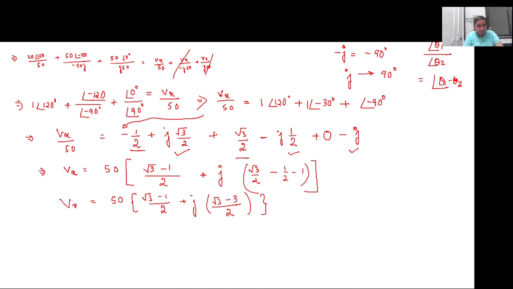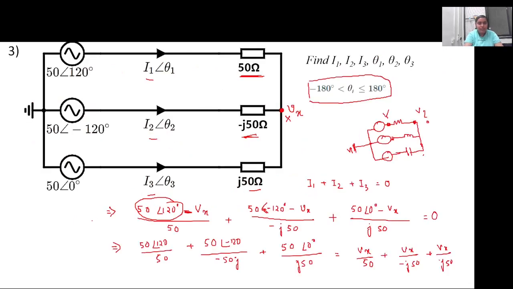This is Vx. Now let's calculate the first branch current. Here it is I1.